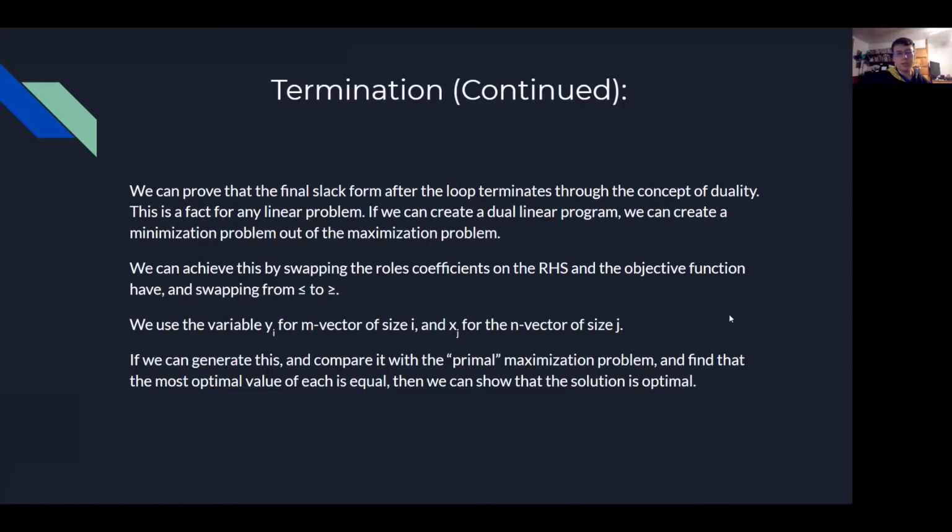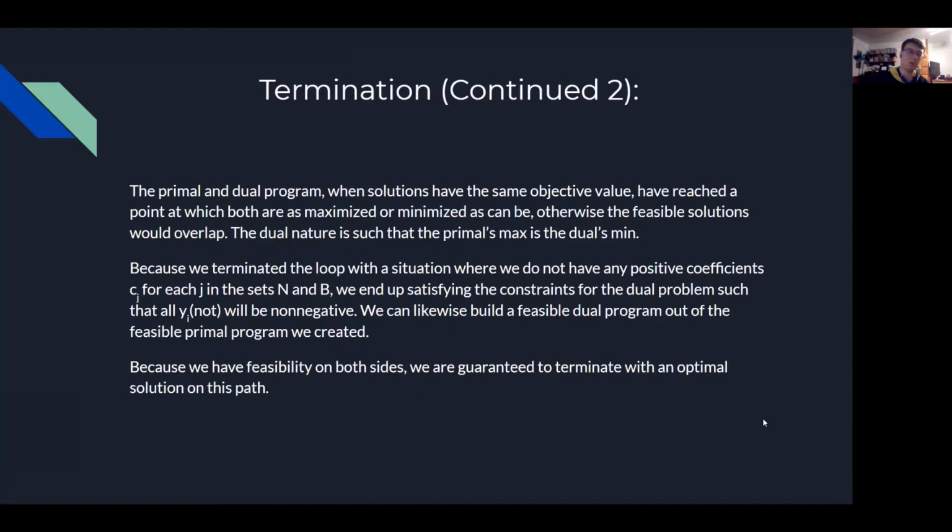And then when we do that, that one would be called the dual program, and the original one is called the primal program. And if we can generate this and compare it, we can prove a few useful things, such as if the objective value from both of them is equal, then that is the global optimum. Otherwise, we can at least show that since one is greater than the other, we have an optimal solution at least.